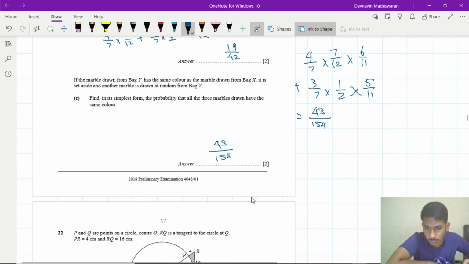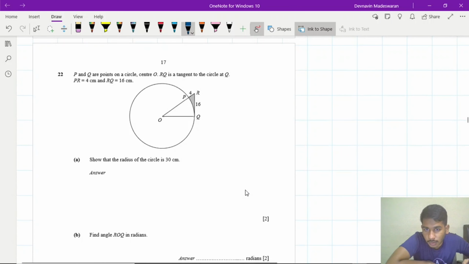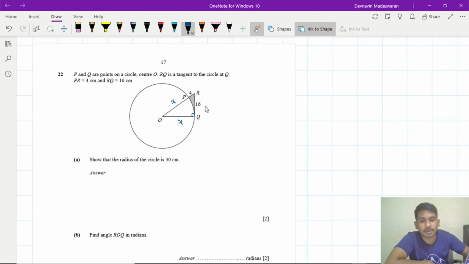P and Q are points on the circle, and RQ is a tangent. PR is 4, RQ is 16. Show the radius is 30. It's a tangent, so I'll write down the 90 degrees. And whenever there's a right angle, there's some Pythagoras coming in. So let the radius be x. This is also x.